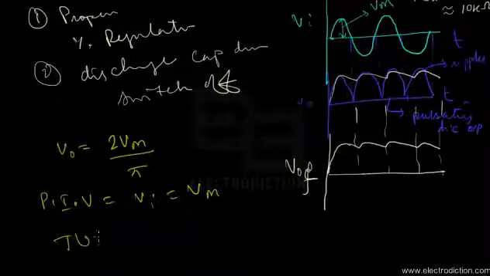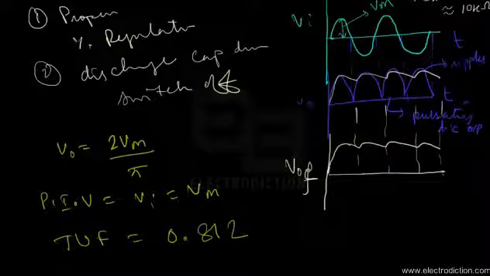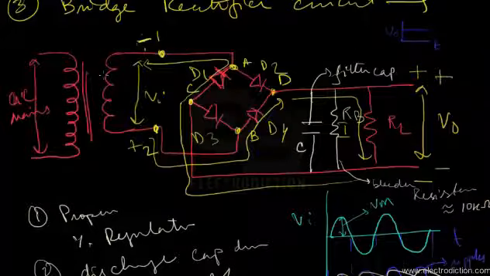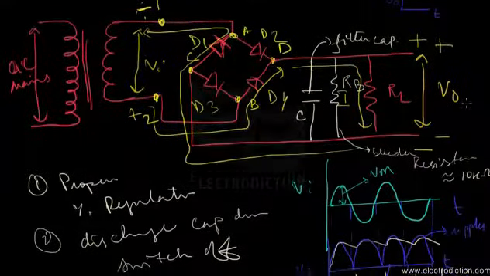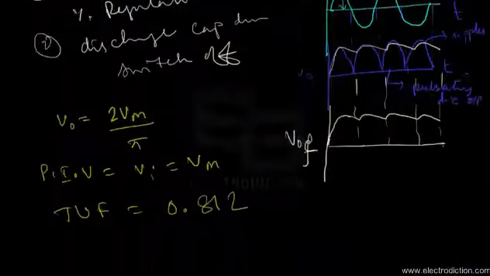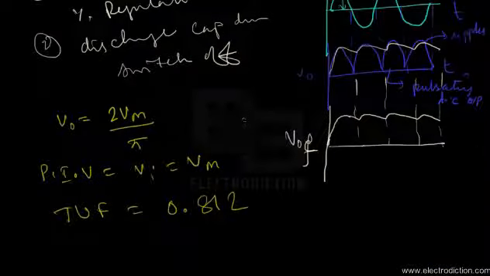Apart from that, we have the transformer utilization factor of this circuit, which is 0.812, which means that the circuit is able to rectify about 81.2% of the total input AC signal available to it across the transformer secondary. So the bridge rectifier circuit is much more efficient than the full wave rectifier. As I said before, it's an improvement over the full wave rectifier circuit.